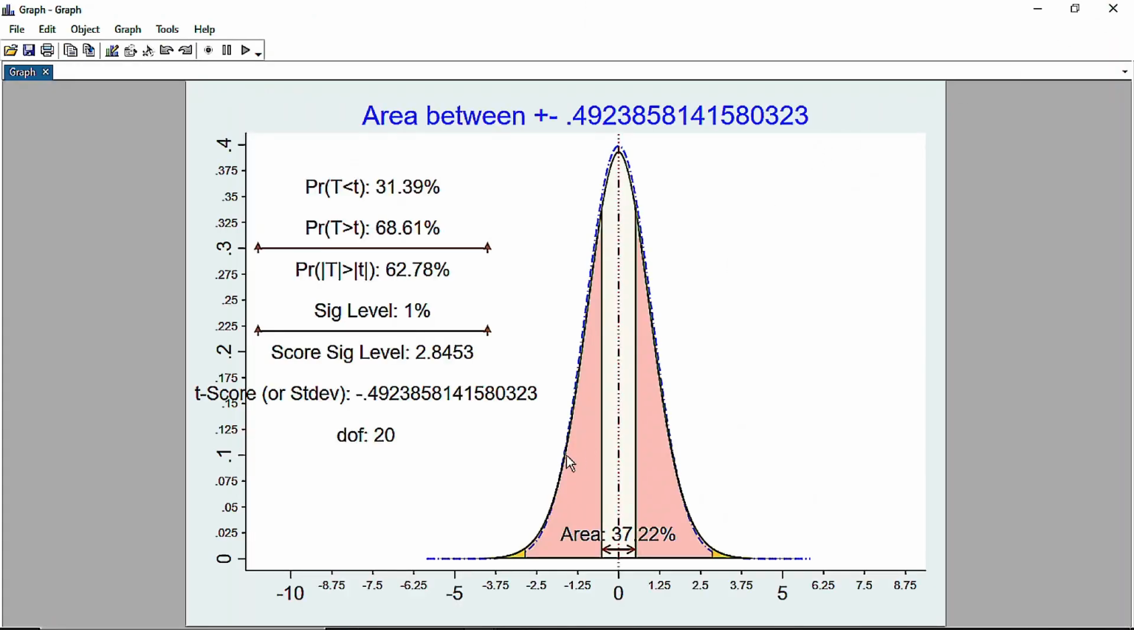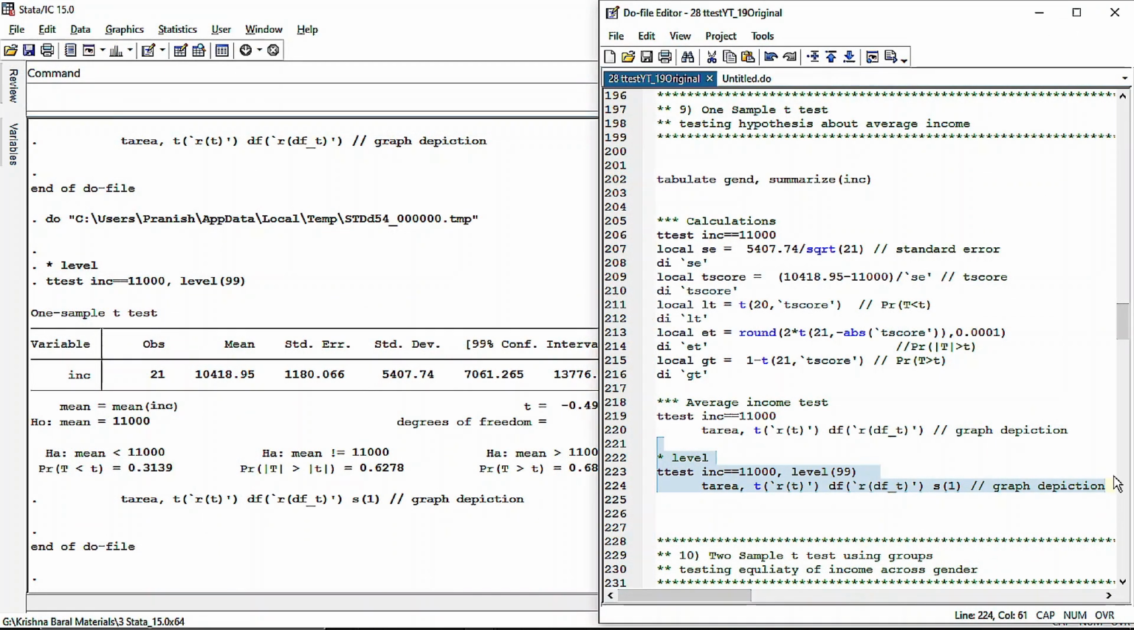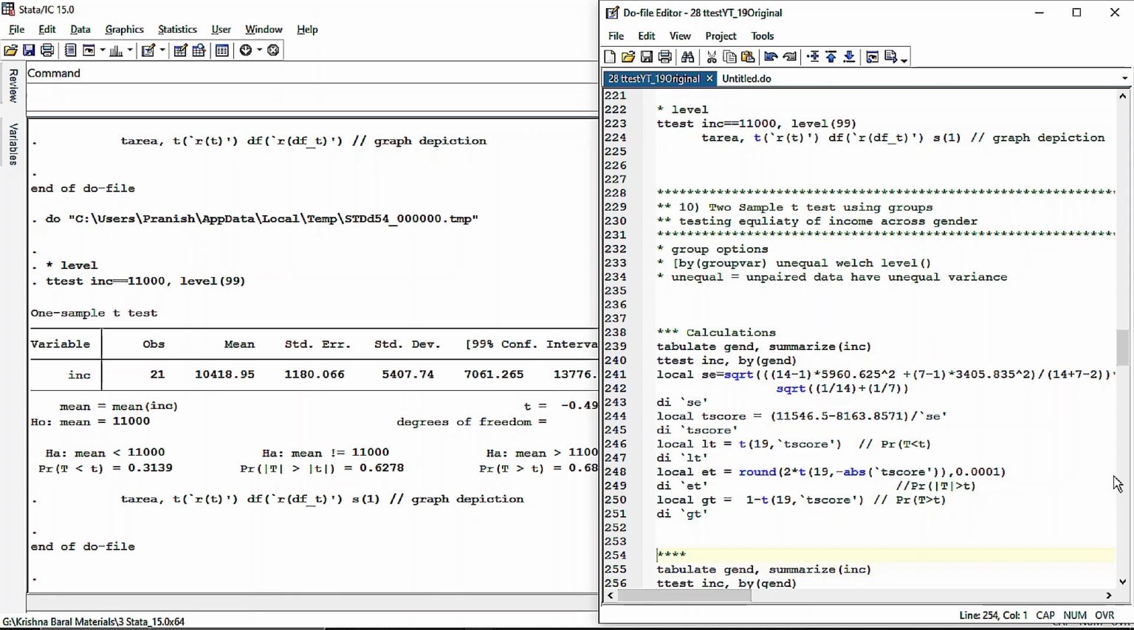Now let us see by changing the confidence level to 99% whether our result is going to change. Again, by looking at the graph, we fail to reject the null for the two tail test, either based on the t-score or based on the p-value. Similarly, for the single tail tests, the p-value is greater than the significance level of 1%. That is why we fail to reject the null in all three cases, and we conclude that the average income is 11,000.